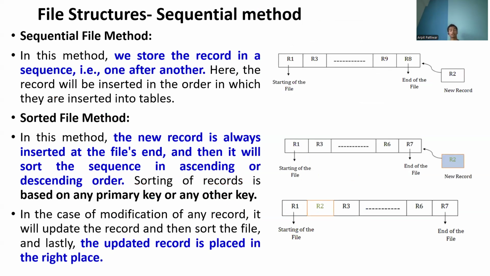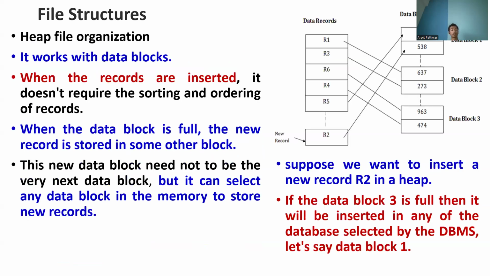File structure, sequential method. In this method, we store the records in sequence, that is, one after the other. Here, the records will be inserted in the order in which they are inserted into the table. Sorted file method. In this method, the new record is always inserted at the file's end, and then it will sort the sequence in ascending or descending order. Sorting of the records is based on the primary key or any other key. In this case, for modification of a record, it will update the record and then sort the file. And lastly, the updated record is placed in the right place.